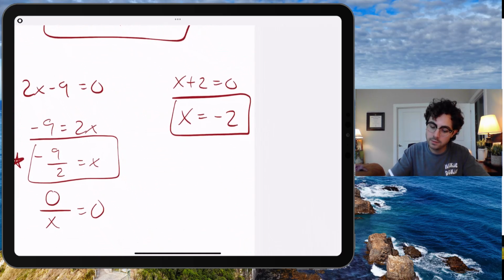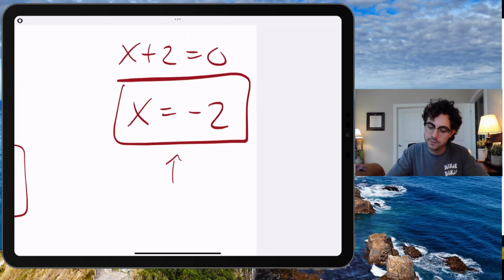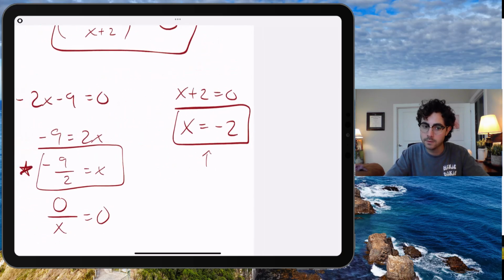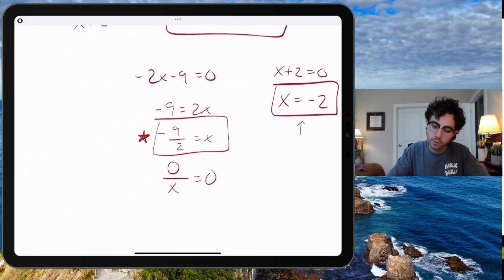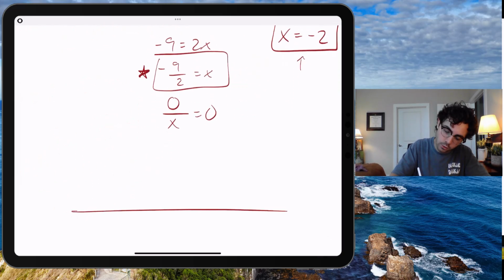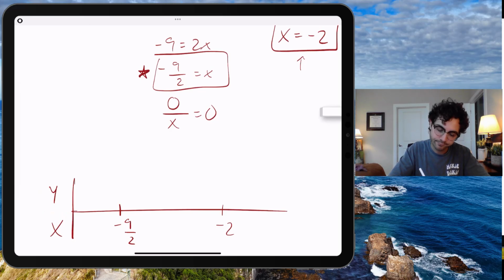And so we technically don't want to include negative 2 in our solution set. However, both of these x values, negative 9/2 and negative 2, will serve sort of as boundaries. So we need to use both of them. Make sure to put them in order here, negative 9/2 and negative 2. They're both going to serve sort of as boundaries for the possible solution sets.